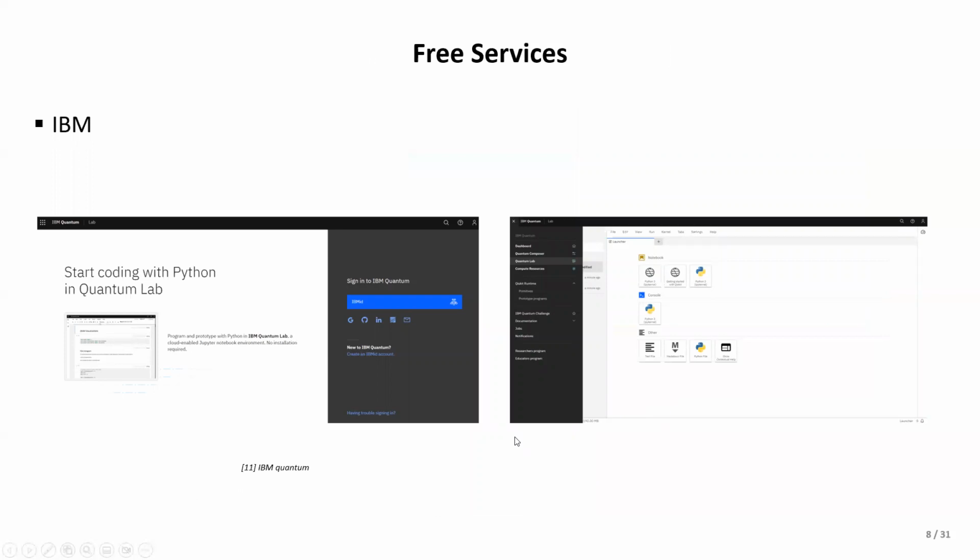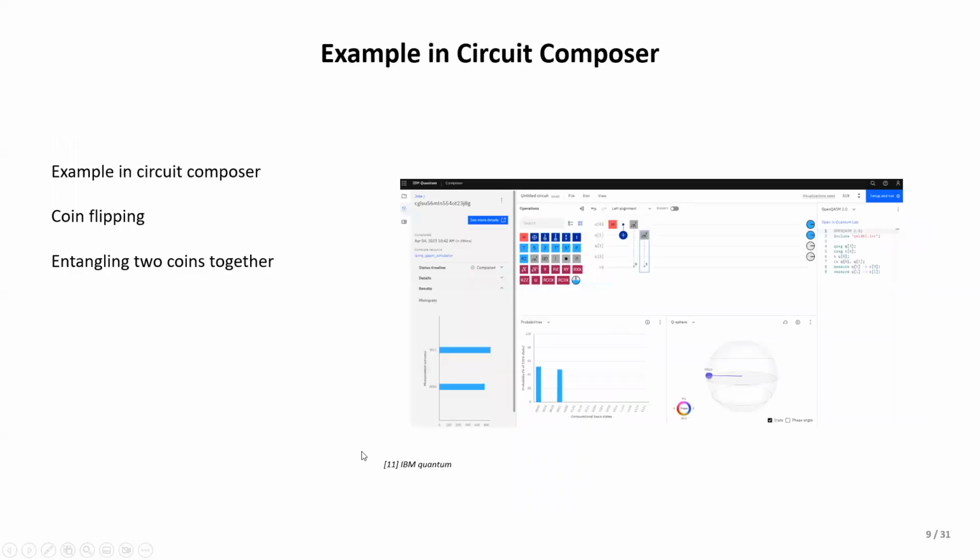There is a free service of IBM Quantum. You can have an account and try to see how it works with the quantum machines. You have free access to some resources from quantum machines, and you can do simulation, and there is also the possibility of coding with Python. For example, here we can have a look at this circuit composer, and how you can do coin flipping or entangling two coins together. Let's have this example.